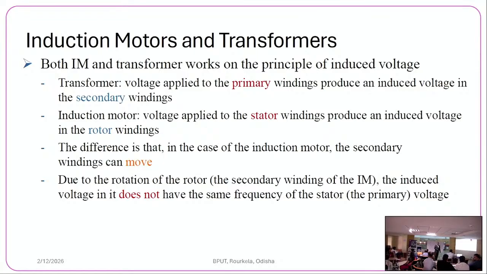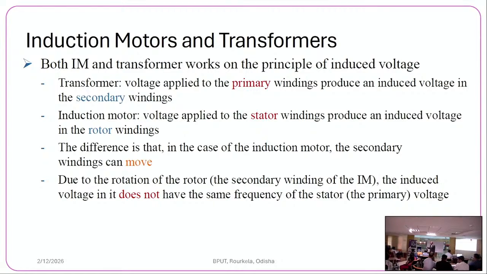Sir, if the slip is negative, then it will go into the generating mode. Induction generator. That is possible. We know that in a motor, the input is electrical power and the motor converts it to mechanical power. In case of the generator, it is mechanical energy to electrical energy conversion. A generator takes mechanical power input and gives electrical power output. So like a DC generator, an induction machine can operate as an induction motor and also as an induction generator.